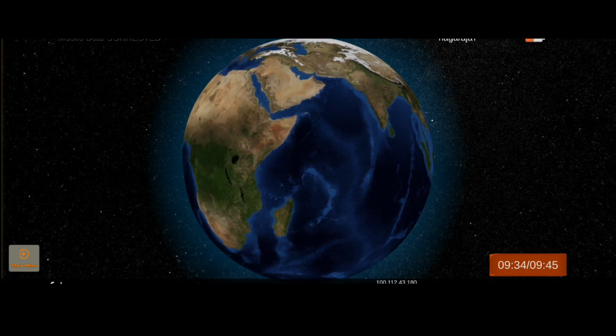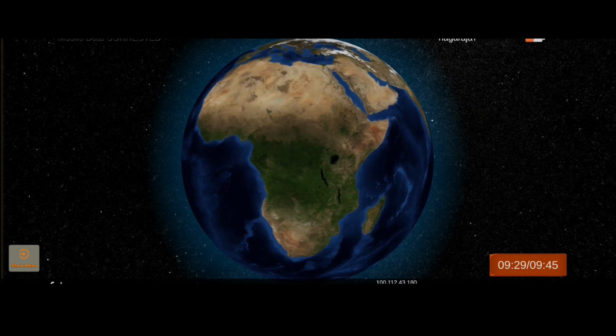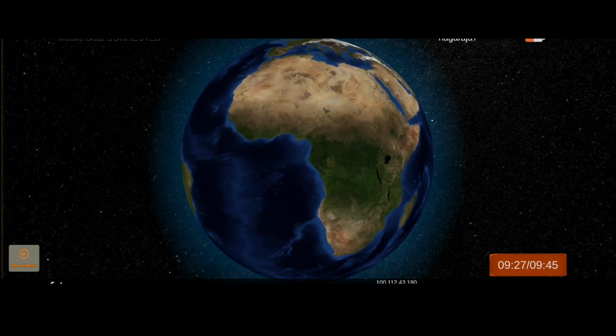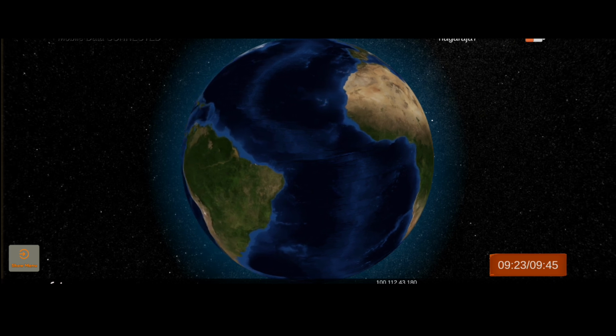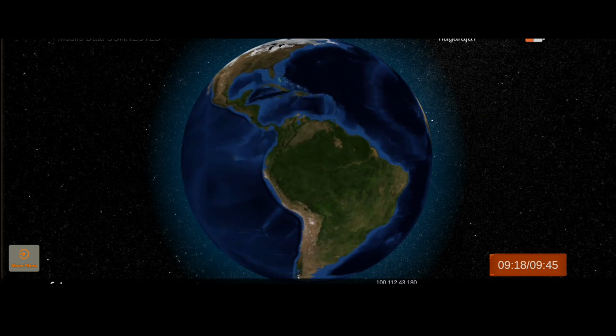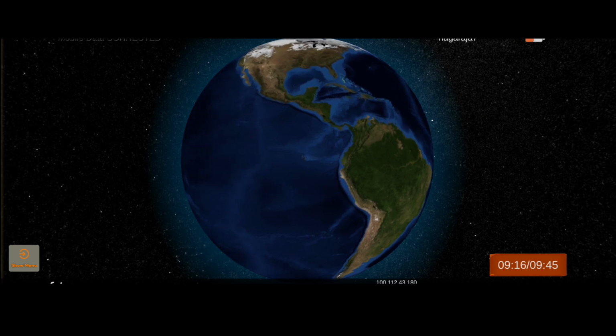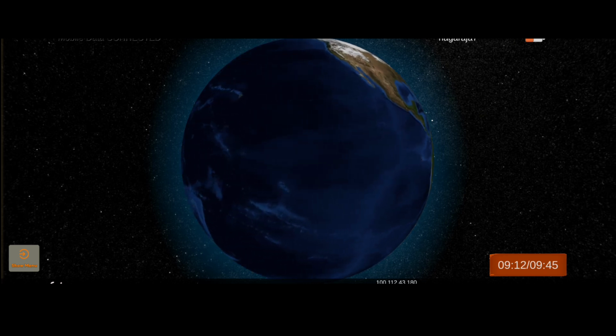Ever wondered about our planet, Earth? Today, we are going to get some information about this wonderful planet. Here, we can see the continents and oceans on the planet.